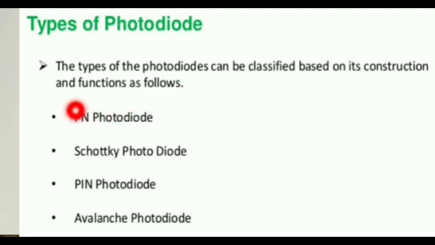What is the first one? PN photodiode, Schottky photodiode, PIN photodiode, and avalanche photodiode. We discussed these three: PN, PIN, and avalanche. And this is the exceptional one, the Schottky photodiode. Okay, students, right?